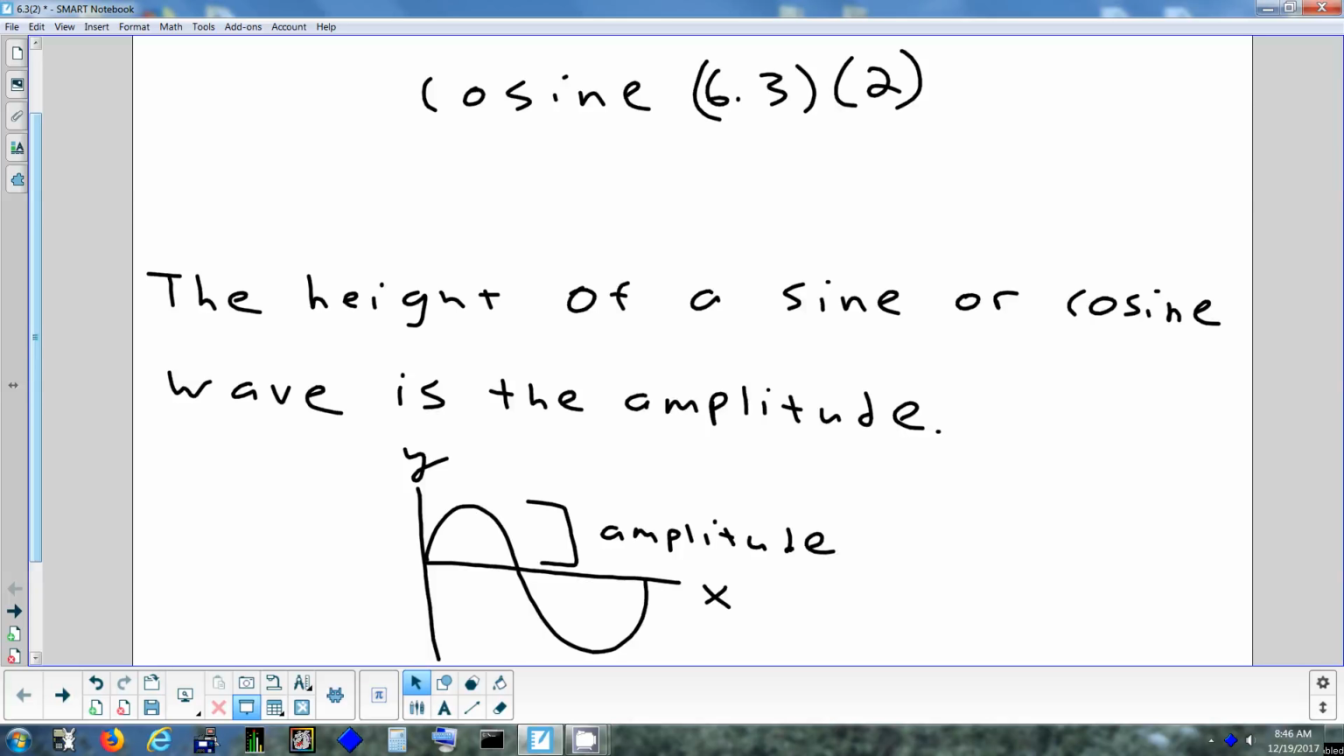All right, so the amplitude basically measures a distance, or it measures a height. So if a number measures distance, what kind of number does it always have to be? Yeah. Positive. It always has to be positive. There's no such thing as a negative amplitude.